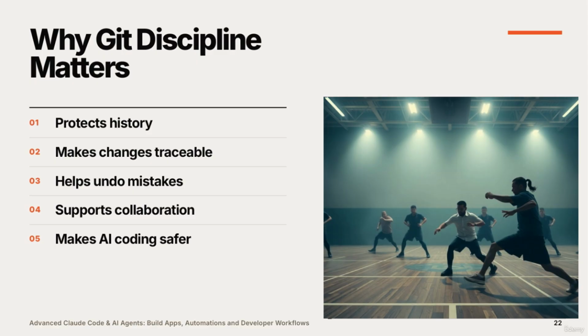Fourth, Git discipline supports collaboration. When multiple developers work on the same project, a consistent workflow prevents conflicts and confusion, making teamwork smoother and more efficient. Finally, it makes AI coding safer. Since AI-generated code can sometimes introduce unexpected issues, having a disciplined Git process ensures that any problematic changes can be tracked and reversed quickly. Altogether, these points highlight why following a structured Git workflow is a cornerstone of effective software development.